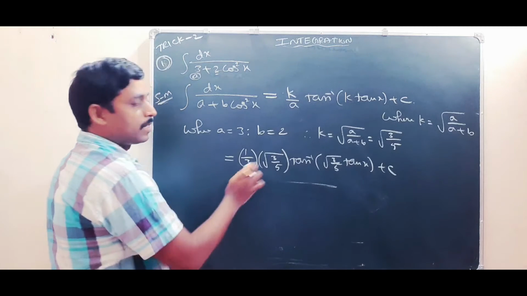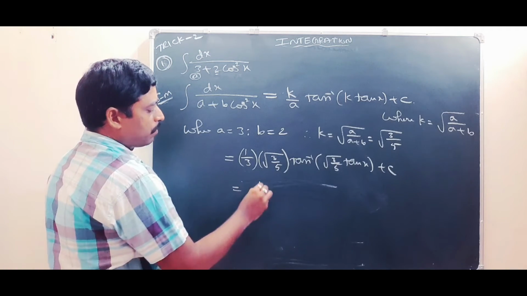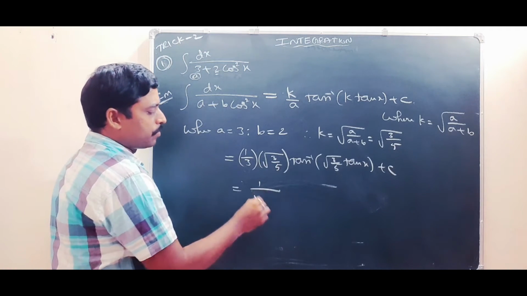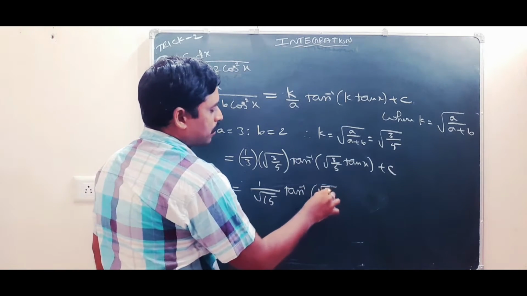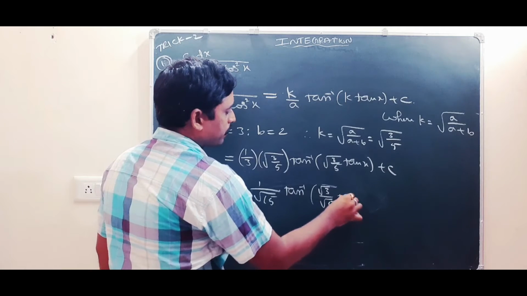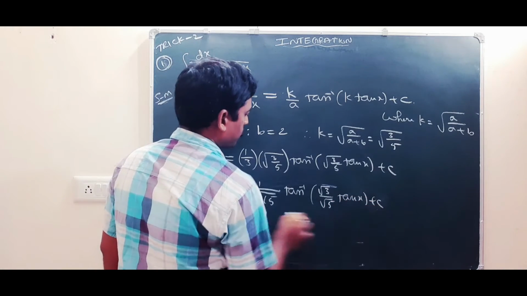So root 3 gets cancelled. It is going to be 1 by root 3 into root 5, root 15. So tan inverse of root 3 by root 5 into tan x plus c. Okay, this is the answer.